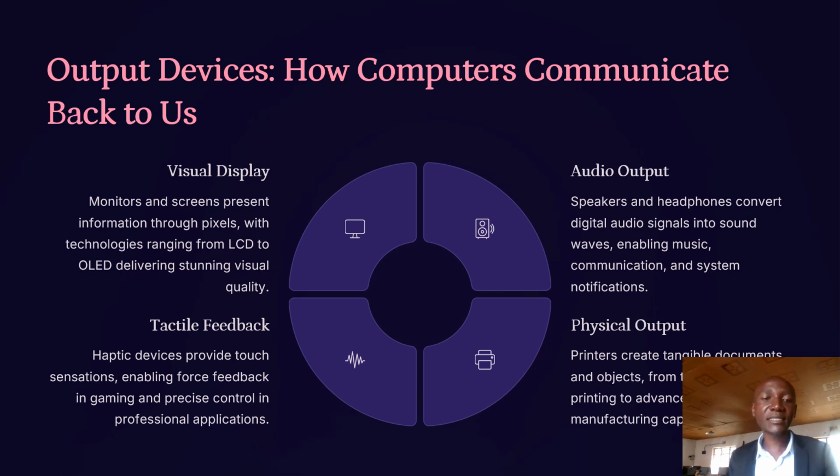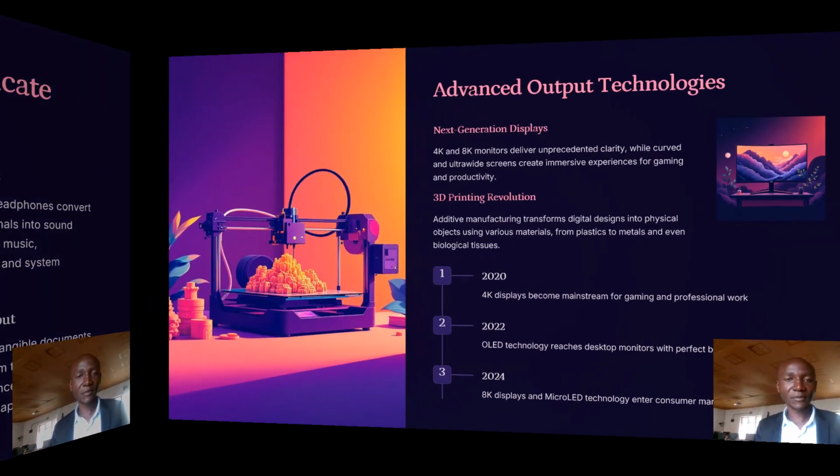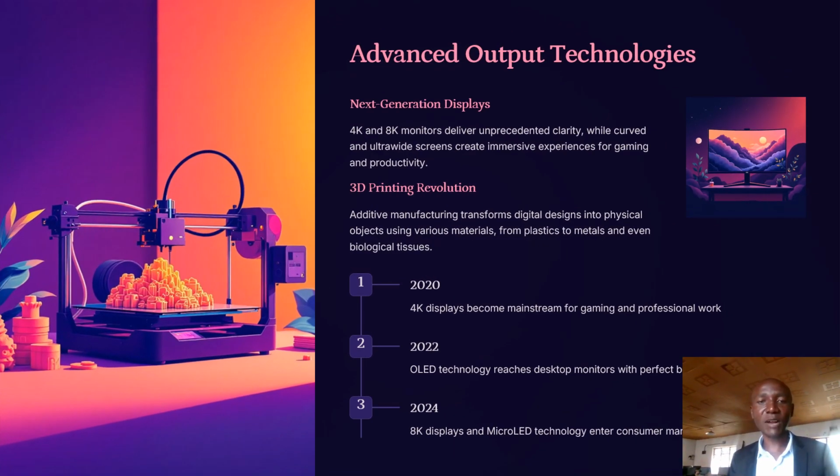Computers communicate through visual display. That is a monitor. The visual display can also be like the projector we are using. We also have audio, the speaker, this sound you are hearing. It is a sign that the computer is communicating to us. Then there is physical output, like when we have printed this work, it will communicate to us. And there are the advanced output technologies and so on.